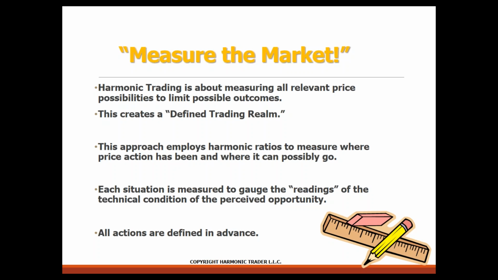We measure harmonic patterns. We have an idea of how far they can go. We know what the profit target should be. We understand in advance where our stop loss should be before we even execute the trade. This approach employs harmonic ratios to measure where price action has been and where it can possibly go. Each situation is measured to gauge the readings of the technical condition of the perceived opportunity. And again, all actions are defined in advance.